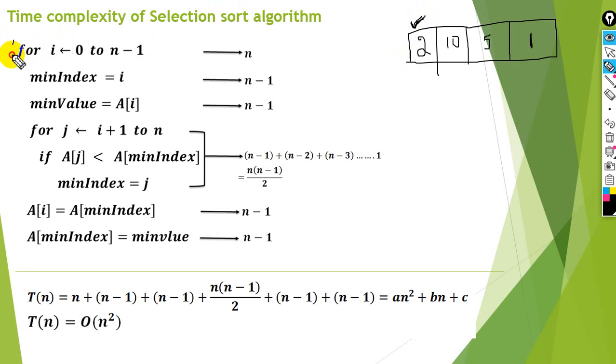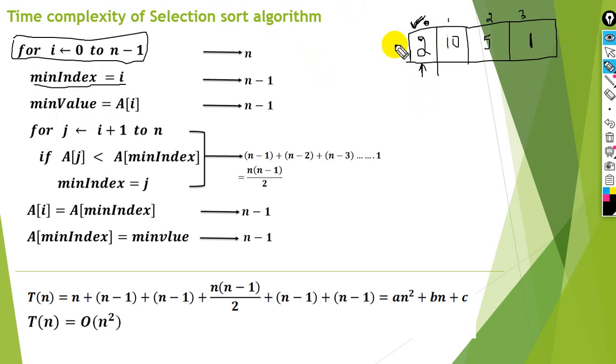So this for loop is used for selecting the minimum index the first time. Now the minimum index is equal to i. It means the first index, so it will go 0, 1, 2, 3. In selection sort, the first index is always selected as the minimum index.